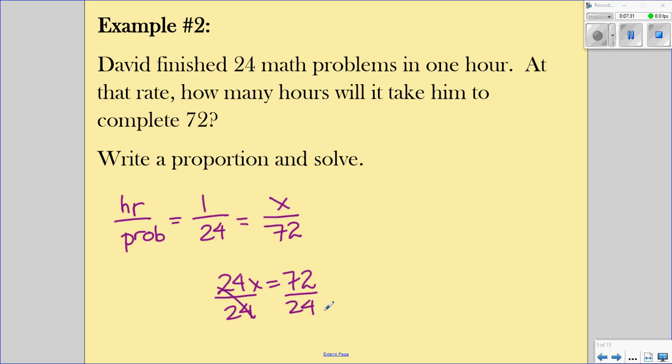And divide 24 on both sides. And then x will equal 3 hours. And you make sure to label that. So David will complete 72 problems in 3 hours.